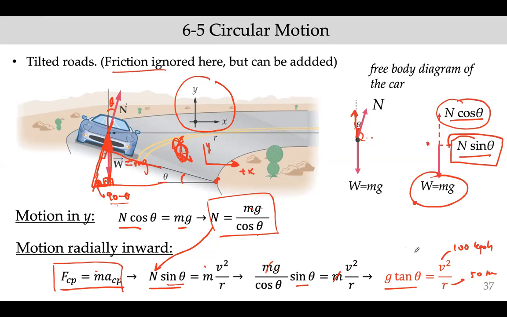But you can also ask the other way around. Let's say someone already built this road, so g is given, theta is given, say 20 degrees, and the radius is given. Then the question could be, what is the maximum safe velocity so that the car would be on the road without sliding out?